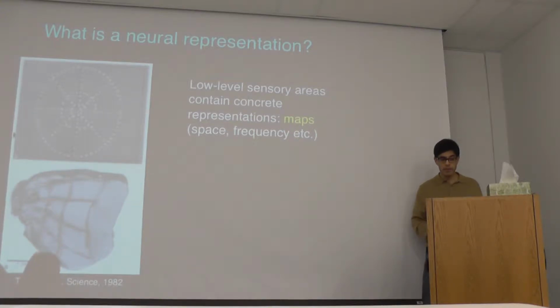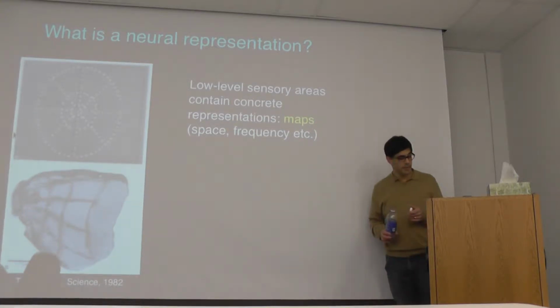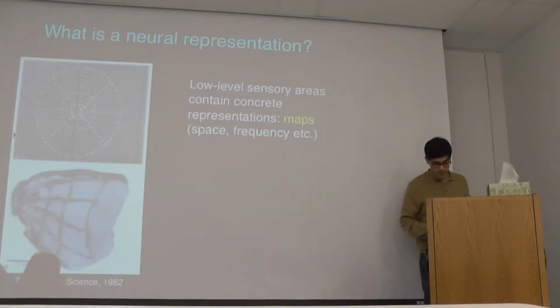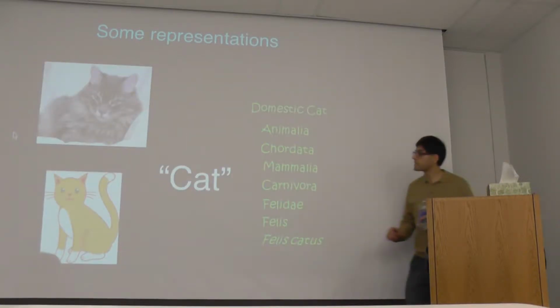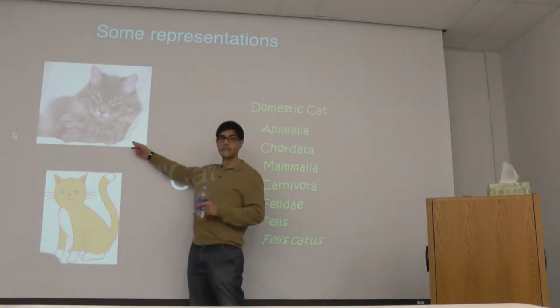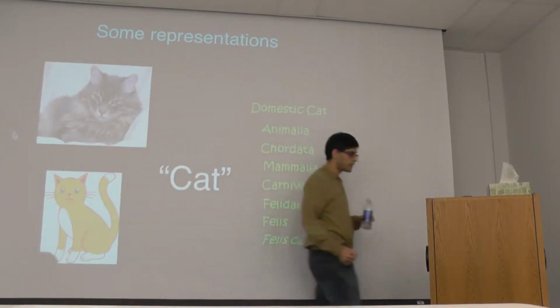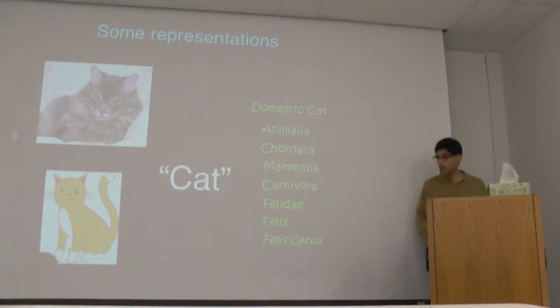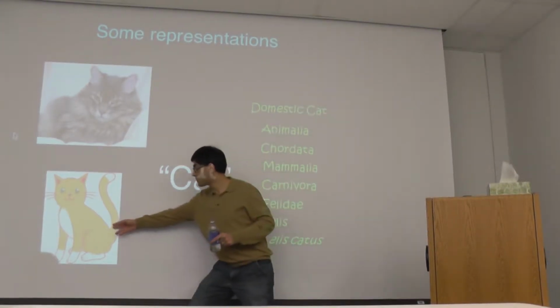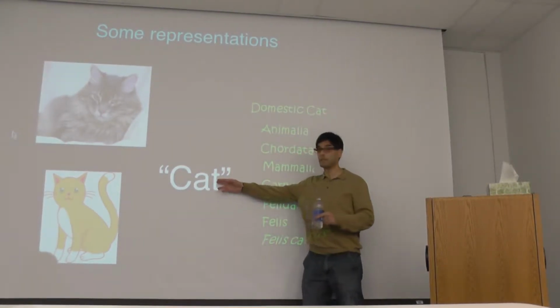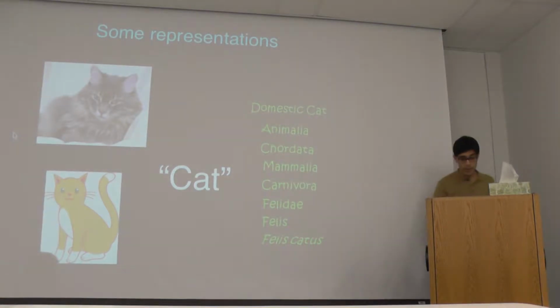But that's a very, very low-level representation. That's a representation of the world, kind of sort of in the same way as this is a representation of a cat. It's just a picture of a cat. I mean, if you took this and distorted it a bit. Okay? But certainly not in the way that this is a representation of a cat, and certainly not in the way that this or this is a representation of a cat.